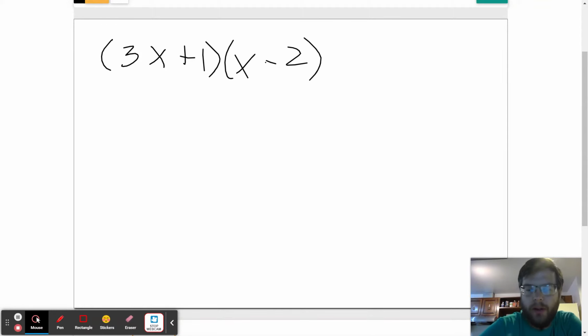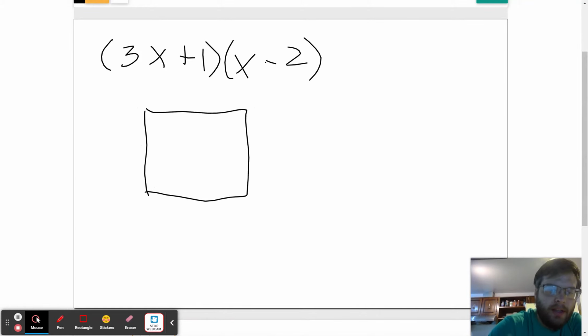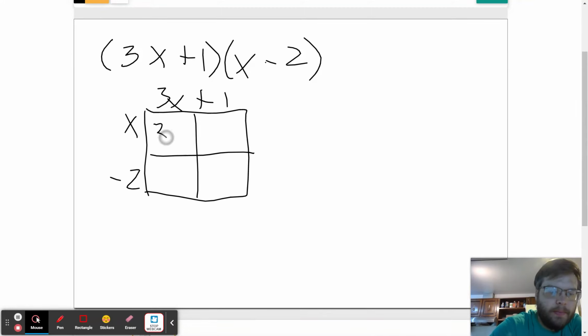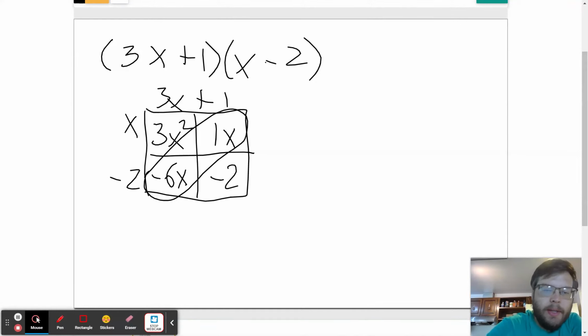Where the box and diamond method comes from is realizing that if you multiply two factors together, like 3x plus 1 times x minus 2, you get your a term in the top left corner, you get your c term in the bottom right corner, and then you have your b term split up in between these two spots right there.